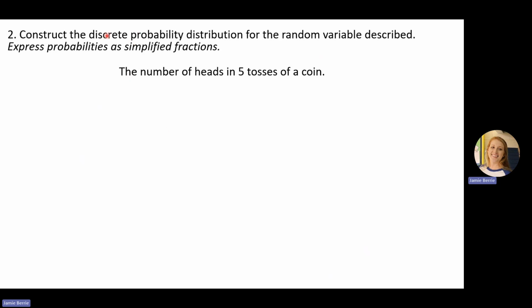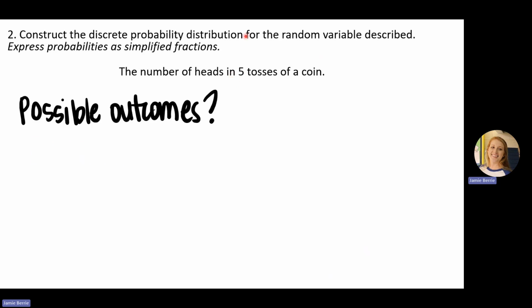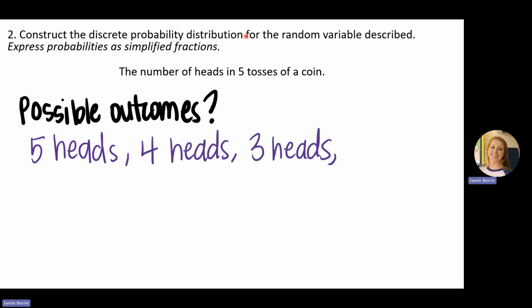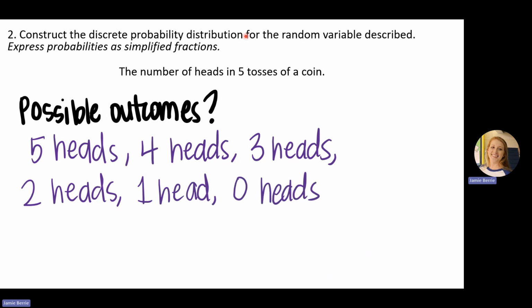So why is this discrete? Well, we can only observe a whole number value for our number of heads. So we could observe 5 heads. If we toss the coin 5 times, we could see 5 heads. We could see 4 heads, 3 heads, 2 heads, 1 head. And then we could also see 0 heads. So we could get all tails. Those are our different outcomes that we might observe in this experiment.